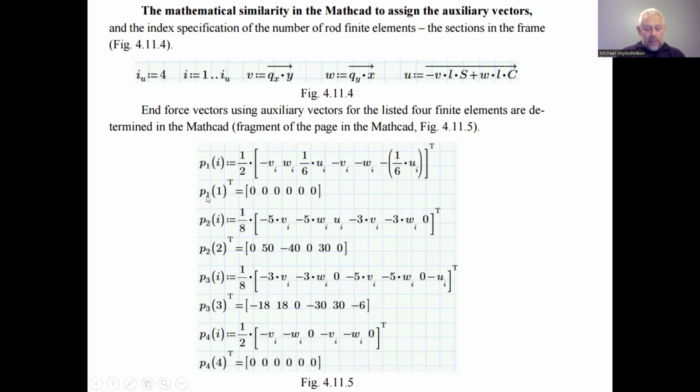In our case, we have the first finite element with its stand of the first type. The first finite element P1 means that the element is of the first type. How do we determine that? By a function depending on the number of the finite element. It is of the first type, embedded by both sides, but we have all zero magnitudes of the elements of this vector, because the first finite element is not under the action of the distributed load. So we have zero end reactions for the first finite element.